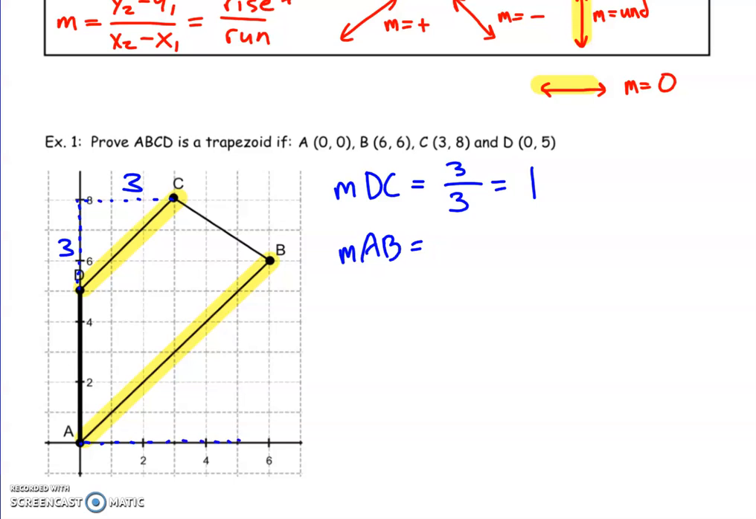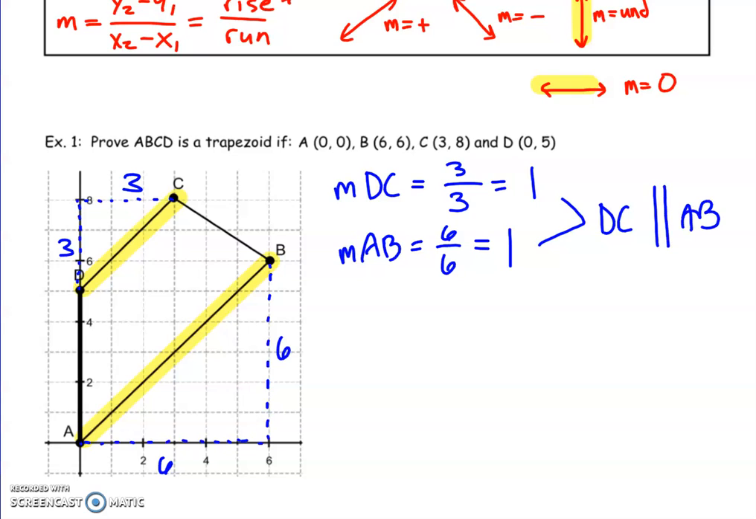Well, again, we do something similar to what we did before. We count the rise, 1, 2, 3, 4, 5, 6. We count the run, 1, 2, 3, 4, 5, 6. So it's 6 over 6, which is obviously 1. Now, I'm not going to say that those two are equal because they are different lengths, but since their slopes are equal, I can say that they're parallel. DC is parallel to AB, and that's the symbol for parallel.